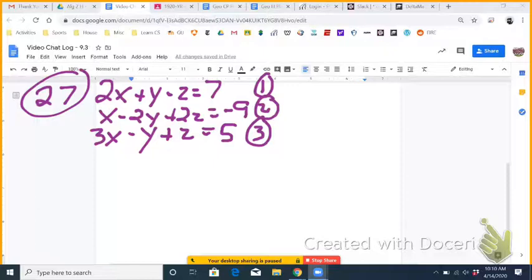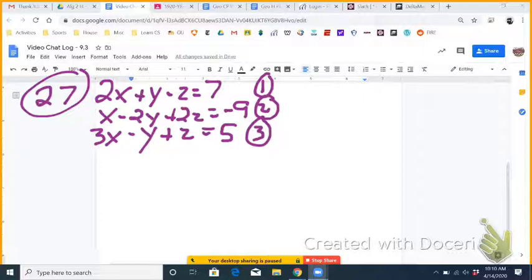So in 27 here we have a square system. Square meaning we have the same number of variables as equations, and it's three equations, three variables. It's linear, so we're going to try elimination. So we could eliminate x, we could eliminate y, or we could eliminate z.